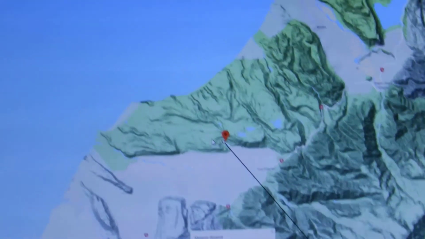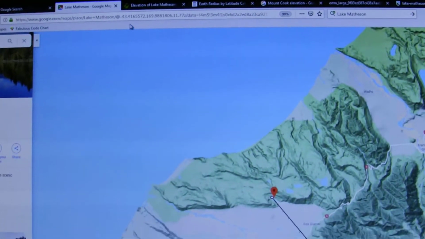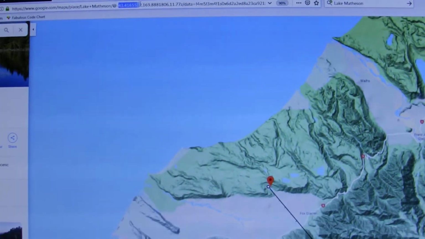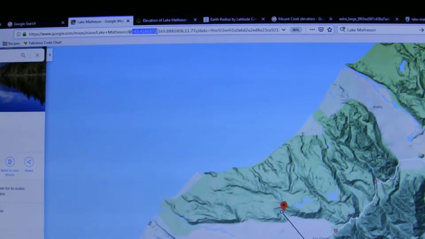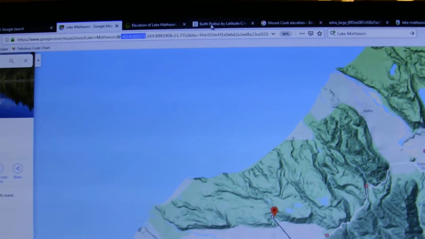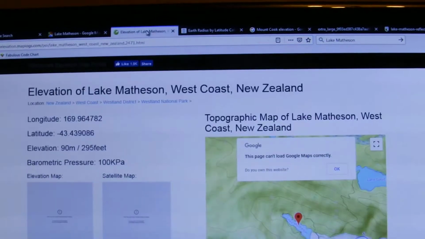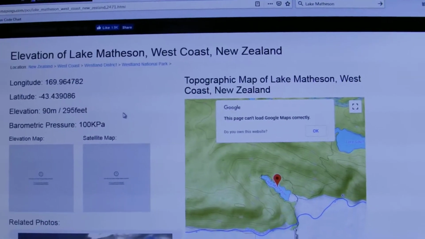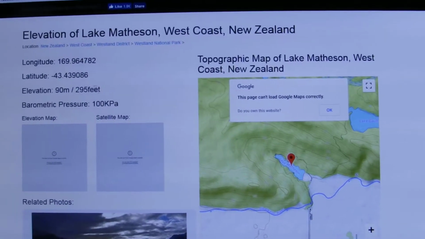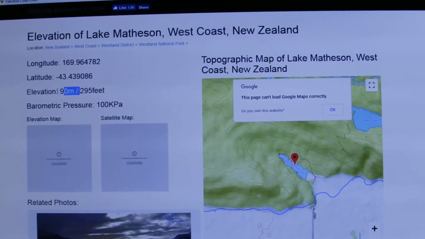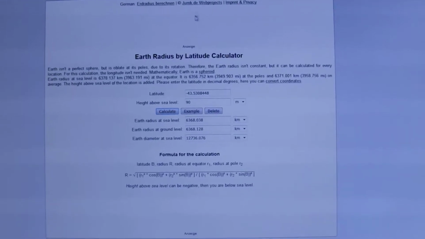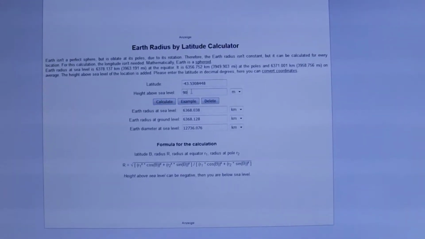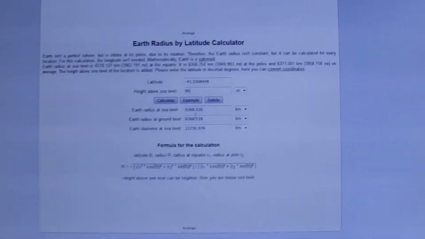So if I zoom in here, and then go up to the URL bar, and grab it, grab the latitude, and also find the elevation, which is there, and then go to Reckoner Online and put in the latitude and the elevation and hit calculate. I get numbers.